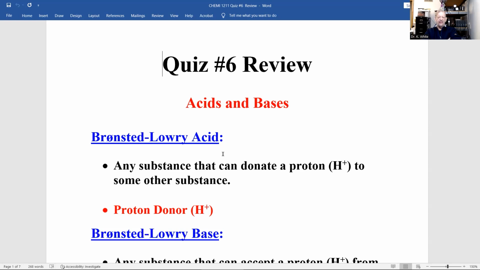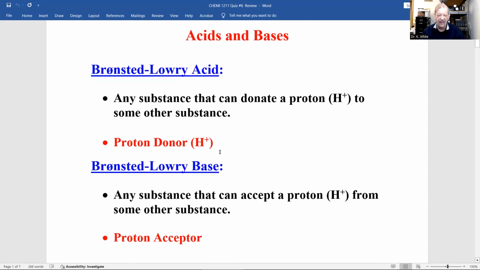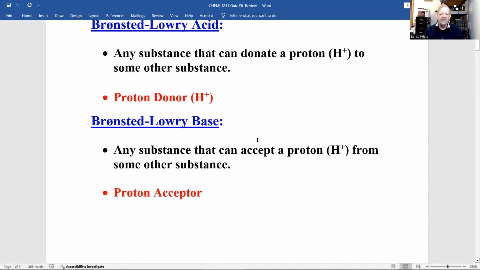And you should know, what is a Bronsted-Lowry acid? Any substance that can donate a proton, which is H plus, to another substance. In other words, a Bronsted-Lowry acid is a proton donor. Here, take my proton. I'm a Bronsted-Lowry acid. Now, a Bronsted-Lowry base is any substance that can accept a proton, H plus, from another substance. Another way of saying that is a Bronsted-Lowry base is a proton acceptor. I accept it.